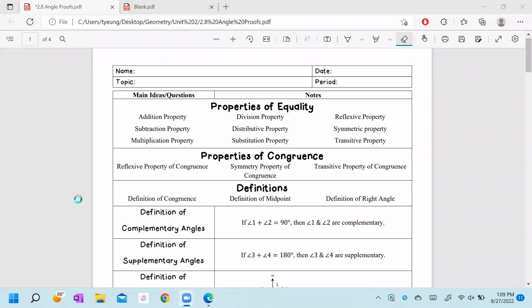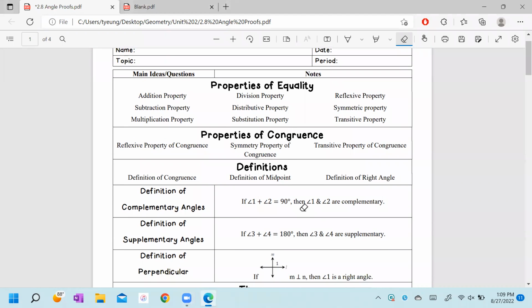Okay, class. So this is chapter 2.8. This is the last section of the proof section. Like I said, we are not going to have an exam on this. I will most likely just put a little quiz or something else alongside unit 3, which is also very short.